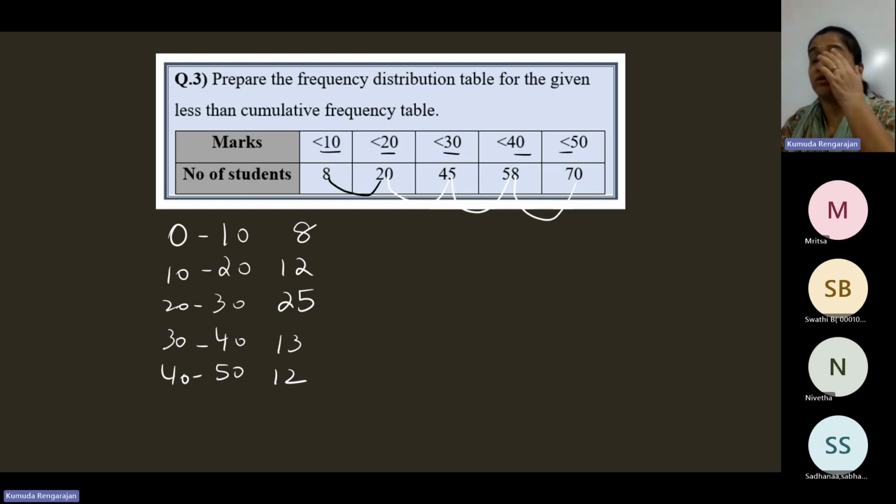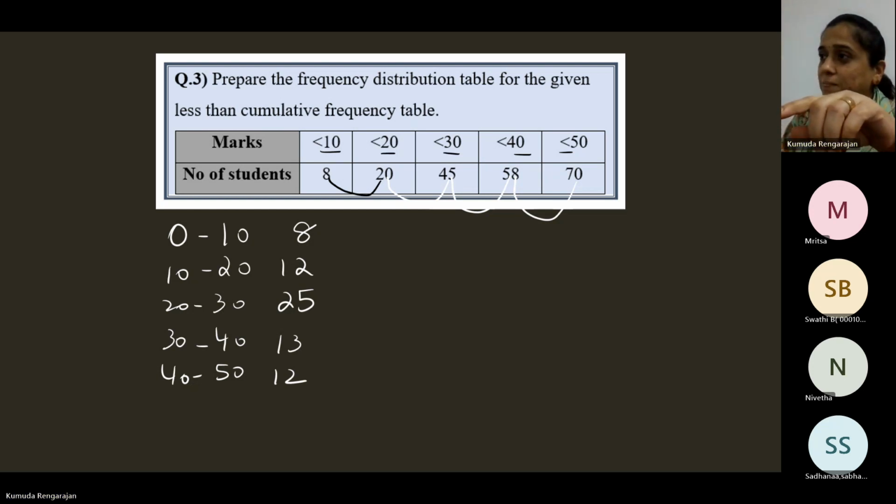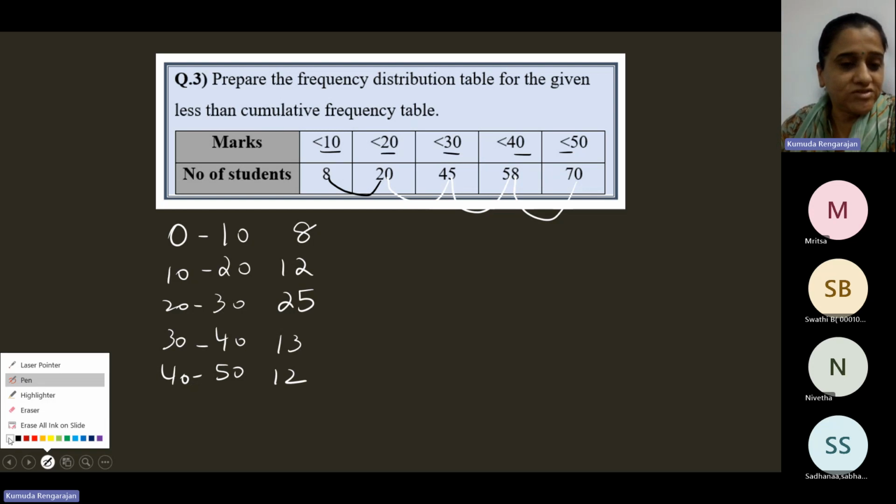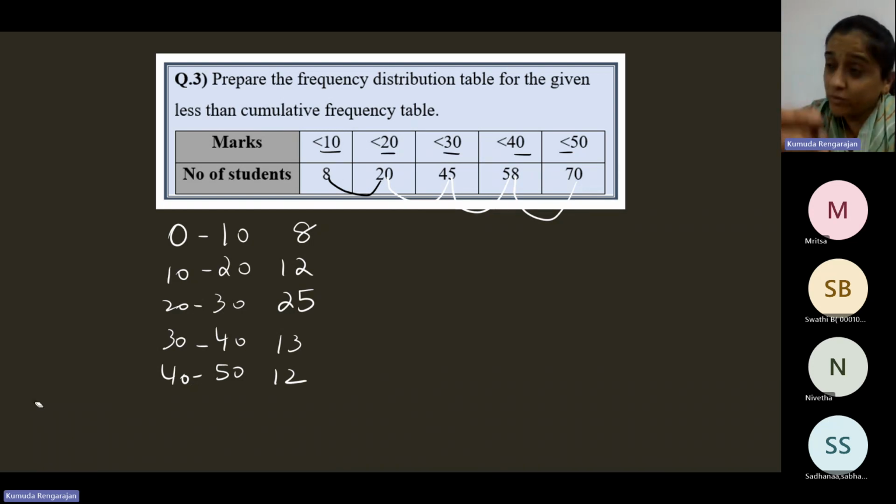So this one is a less than cumulative frequency table. When is it a frequency table? If there are class intervals, it's a frequency table. If there are no class intervals, and you have less than or more than values, then it is a cumulative frequency table or a cumulative frequency distribution. Now the question is: prepare the frequency distribution table for the given less than cumulative frequency table. You must prepare the frequency table.